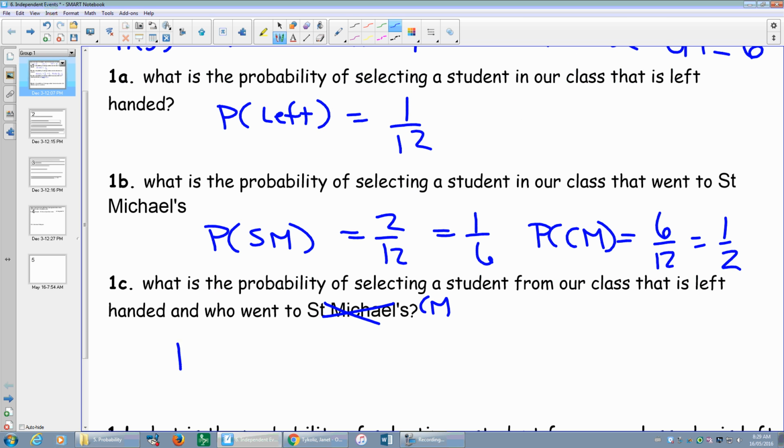Anyone? Not 1 over 6. What is the probability of selecting a student from our class that is left-handed? 1 over 12. It's not a conditional probability. So the probability of left-handed and went to CM is 1 over 12.